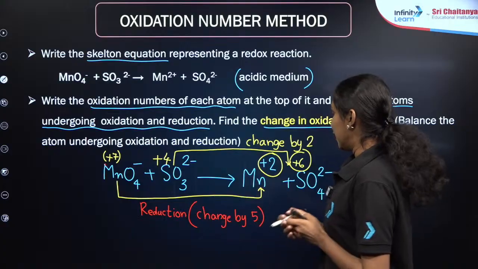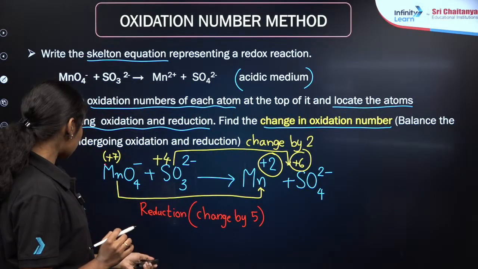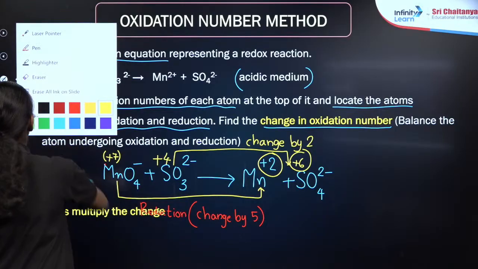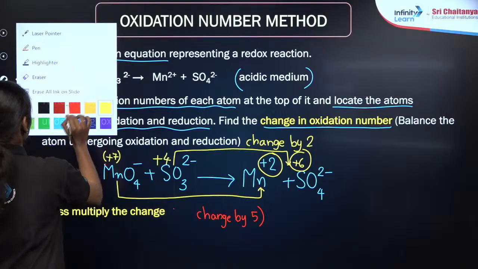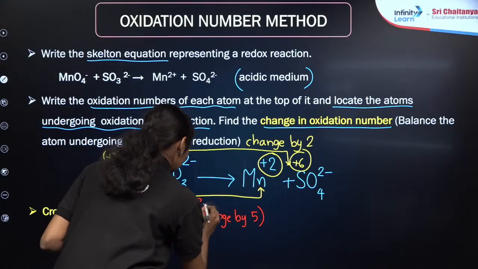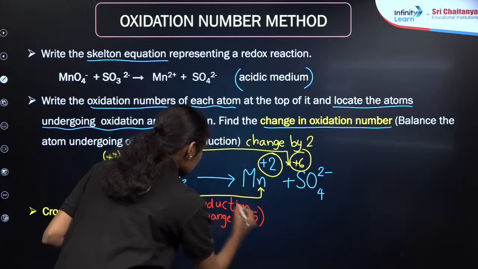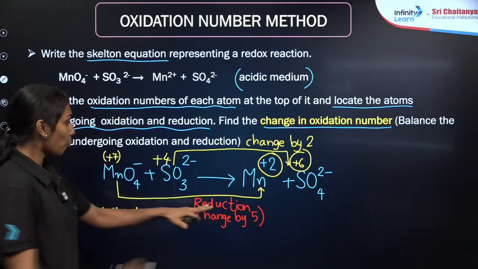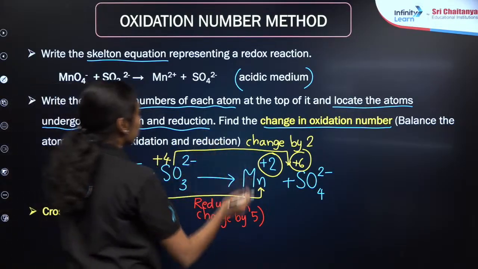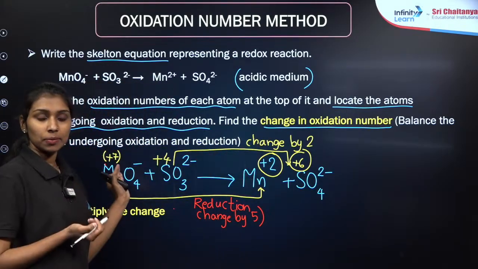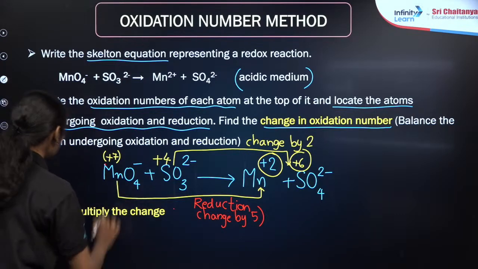Fine. Now we have already found the change in oxidation number. The next step is that we have to cross multiply the change. What do you mean by cross multiplying? It means that if the reduction is changing by 5, you multiply it with the oxidation. If the oxidation is changing by 2, it should be multiplied with the reduction. Clear? For example, I will write it here.